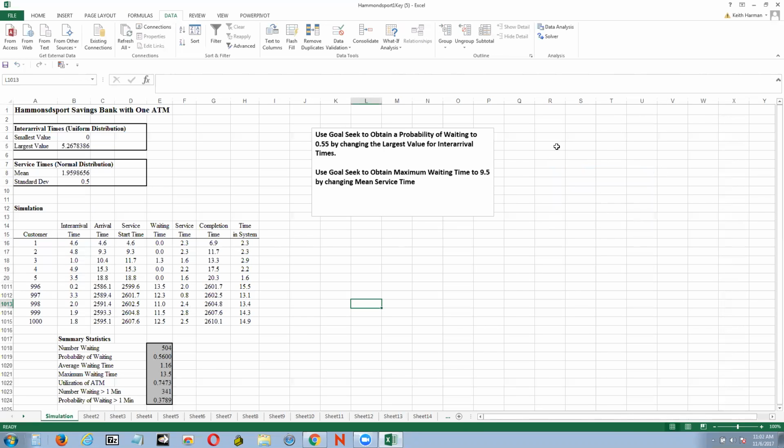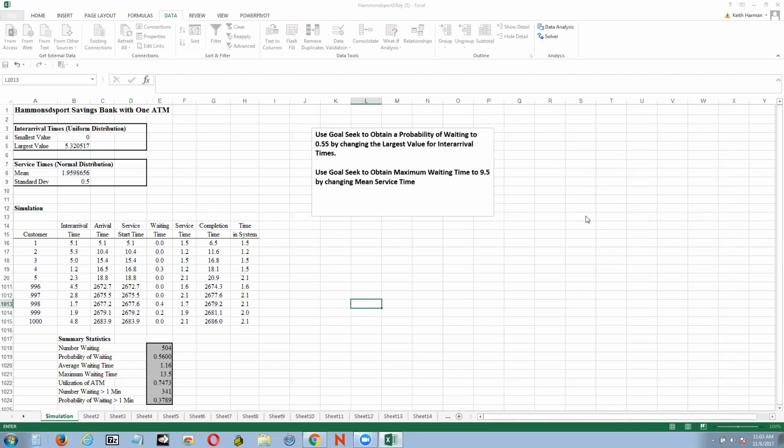First of all, we're going to use goal seek to obtain, this is the first problem, the probability of waiting. We'll go into the goal seek, and we want to set the probability of waiting to 0.55 by changing the largest value for enter arrival time. We'll click here.